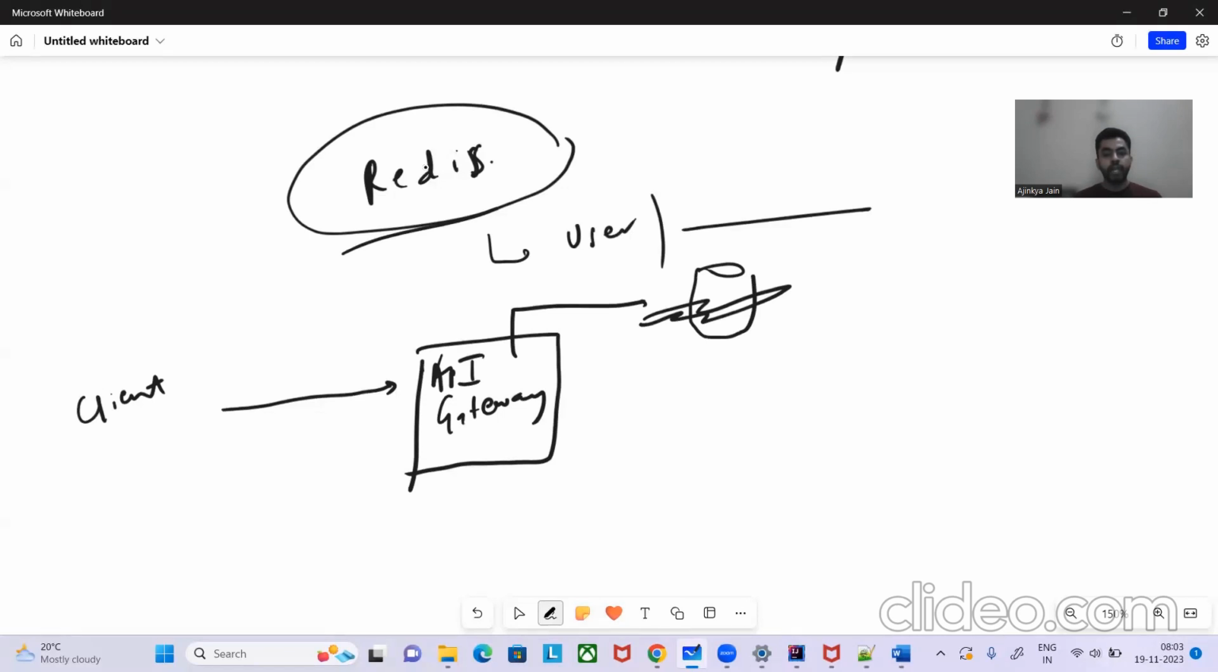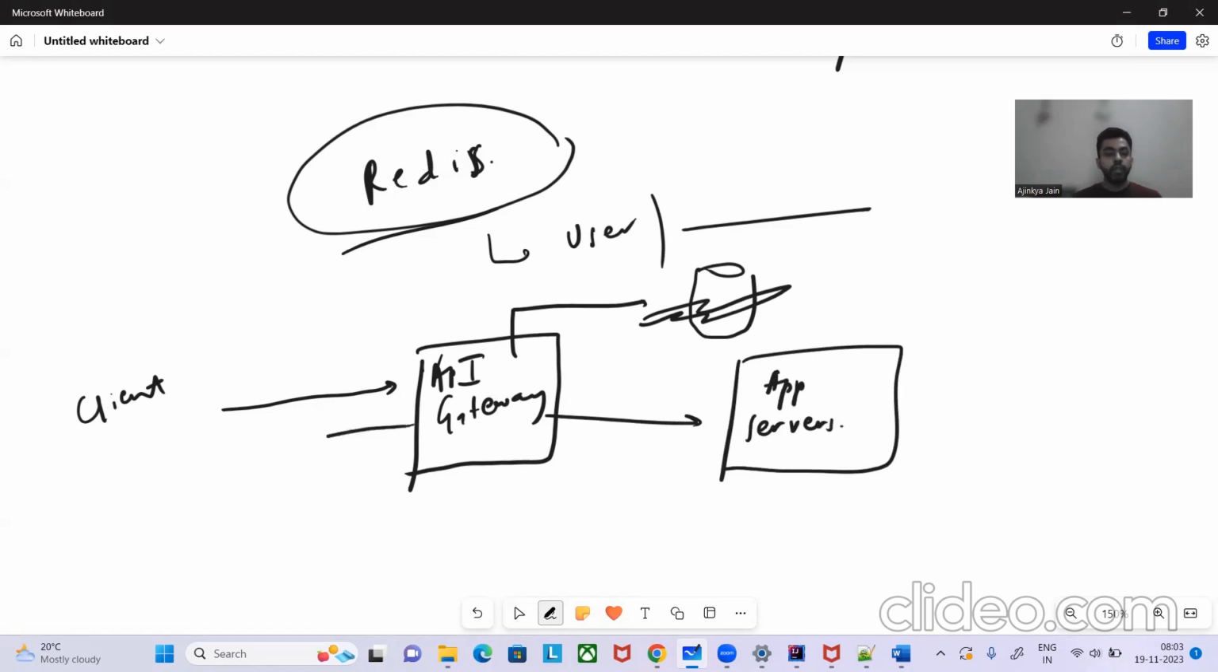The API gateway will check in Redis whether to allow this new request or not. If yes, then we will forward the request to our app servers. If no, then we will reject the request with error code 429, saying that this request is throttled or rejected, with the proper reason. So this is a high level diagram, a bit clumsy, but I think it explains it well: there will be a client, and the API gateway will have the rate limiting logic. It will query this Redis cluster.